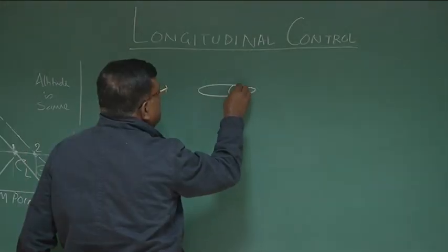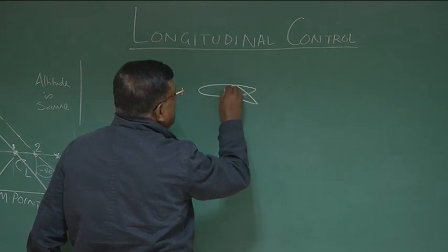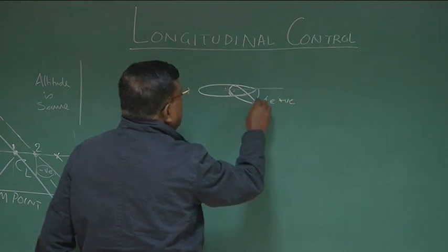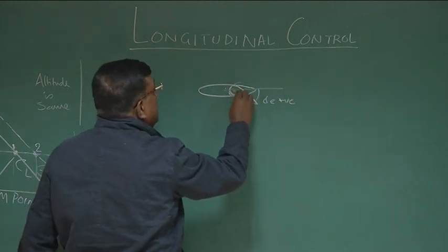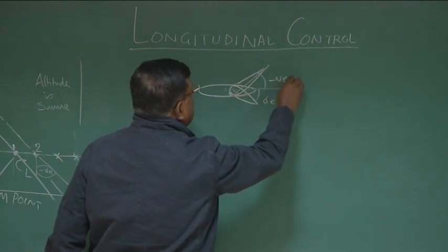This is the elevator. As per the convention, this is delta E positive: delta E, or elevator down, is positive, and elevator up is negative. This is a matter of convention.